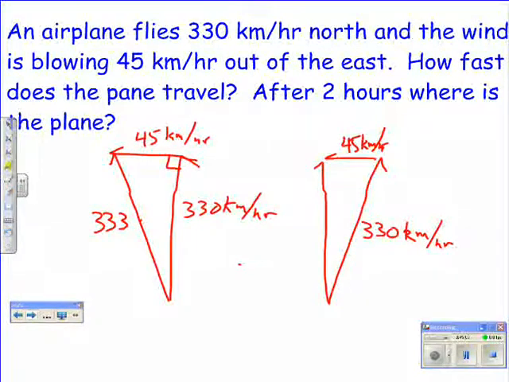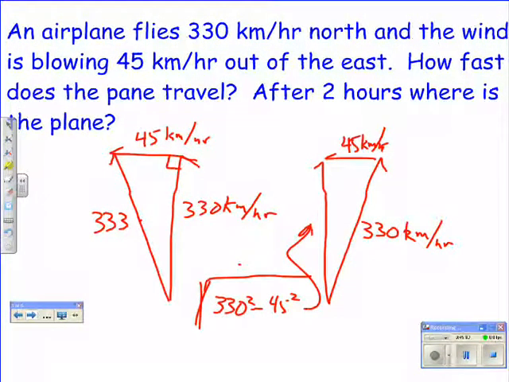And now here's something else for you. In this case, is my resultant the hypotenuse? No. My resultant does not have to be the hypotenuse. I'm still adding them. Still adding vectors. But yeah, you're subtracting there, but you're not subtracting vectors. So in this case, it's going to be 330 squared minus 45 squared. Take the square root. It will give me this side.